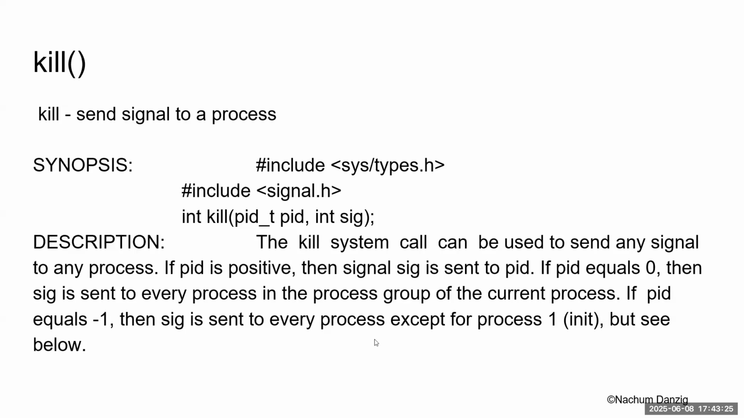If I send it as -1, well, there's certainly no process with the PID -1. Then the signal is sent to every process, except for process 1, which is init. So you don't send it to init, which is basically the operating system, but you send it to every other process. In our course, we're not going to talk about sending it to 0 or to -1. We'll send it to a real number.